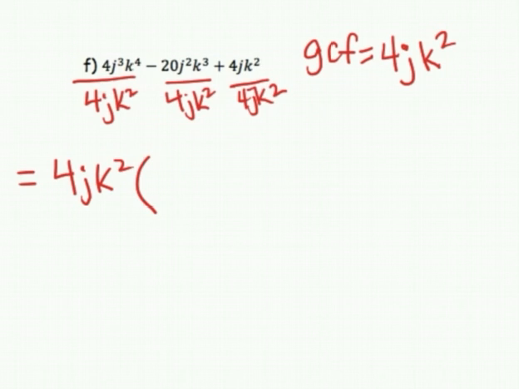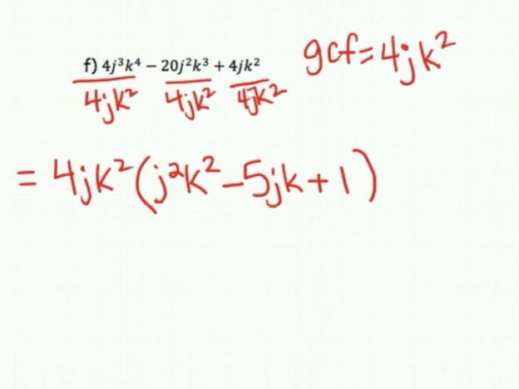Okay, so then from there, 4 divided by 4 cancels out. J cubed and j leaves a j squared. K to the 4, k squared is k squared left. Okay, subtract first, 20 divided by 4 is 5. J squared j, k cubed, k squared is just k. 4 divided by 4 is just 1, but we don't write that. J and j are gone. Well, k squared and k squared are gone, so I guess you do write the 1 in this case here because there's no letters left.